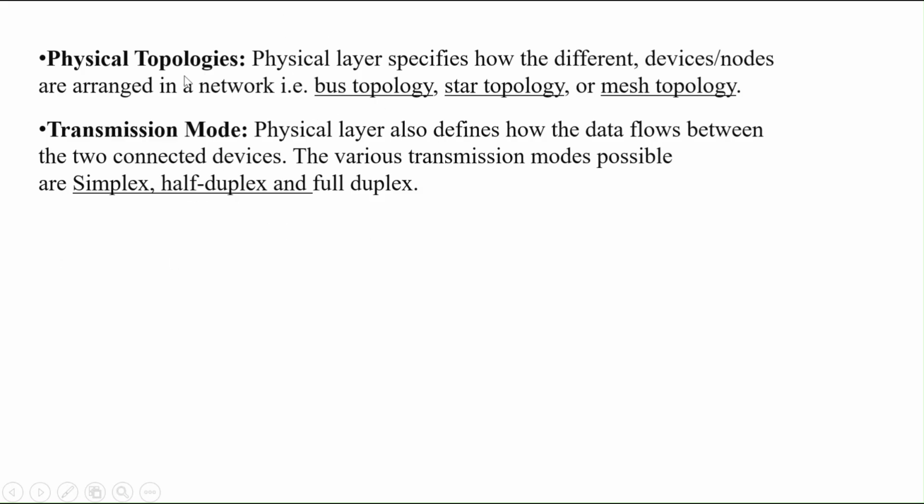Going to the next slide, I have given some functionalities of the physical layer, and also physical technologies and transmission. You can take a screenshot or write it in your notes. The physical layer specifies bus topology, star topology, and mesh topologies. The transmission modes are simplex, half duplex, and full duplex.